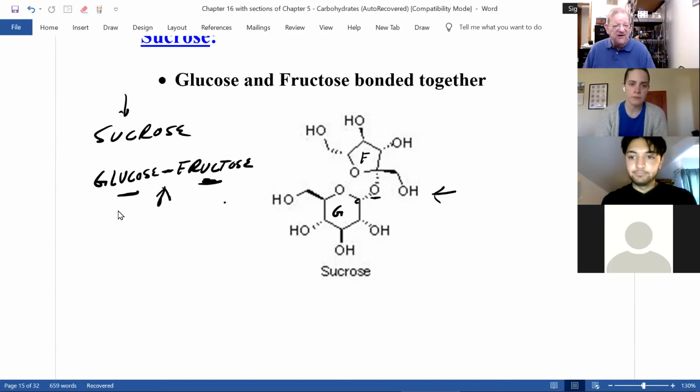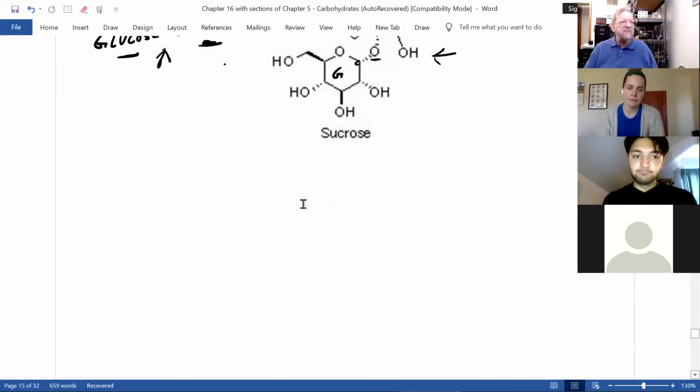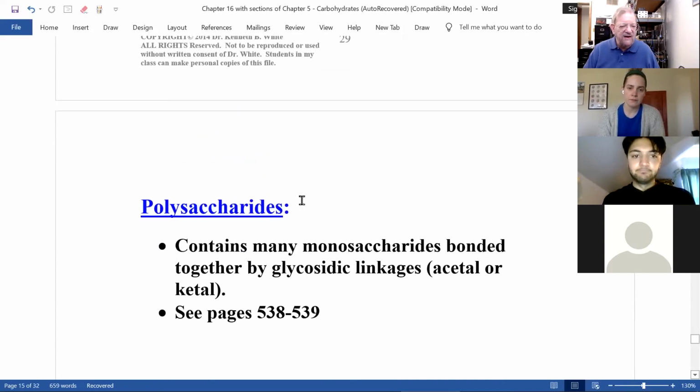And I guess you could put it on your oatmeal. Captain Crunch has got a lot in there. But anyways, it's two molecules bonded together like this, and the linkage between them is acetal and ketal. Now, polysaccharides contain many monosaccharides linked together in glucosidic, in other words, acetal or ketal linkages. Mostly our starches are acetal.